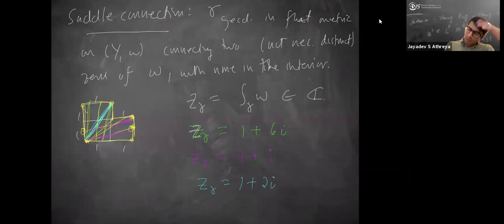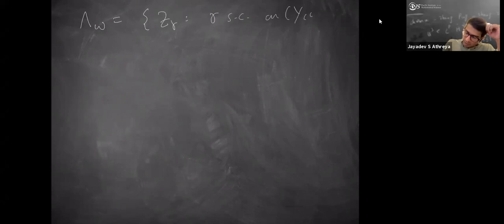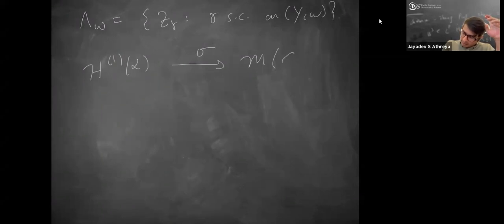So now here is the beautiful punchline here, which is the set. I'll define lambda sub omega to be the set of z gamma, where gamma is a saddle connection on Y omega. So now I have this space H1 of alpha, then the map sigma is now to measures on R2, which I'm just going to say C is the following. Sigma of omega is the summation of delta measure at z in this set of saddle connections.